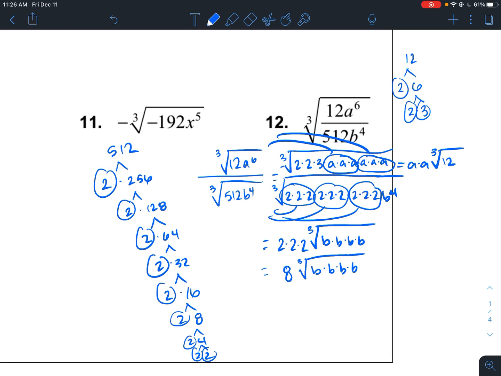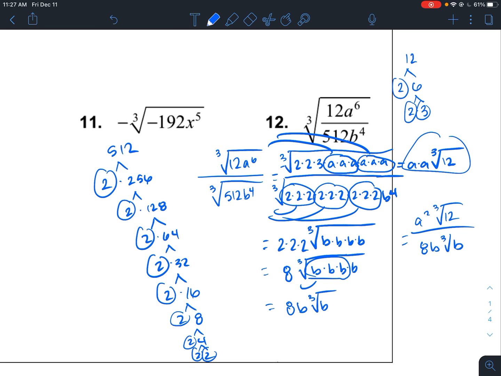Cube root, so I'm still looking for groups of 3. Here is a group of 3, so I can pull out a b. So it's equal to 8 times b, the cube root of b. Okay, so I've simplified the denominator, so my answer on the top will be a squared cube root of 12 divided by 8b cube root of b.